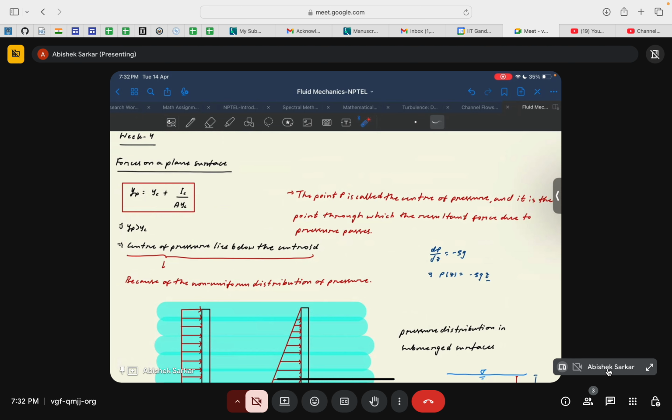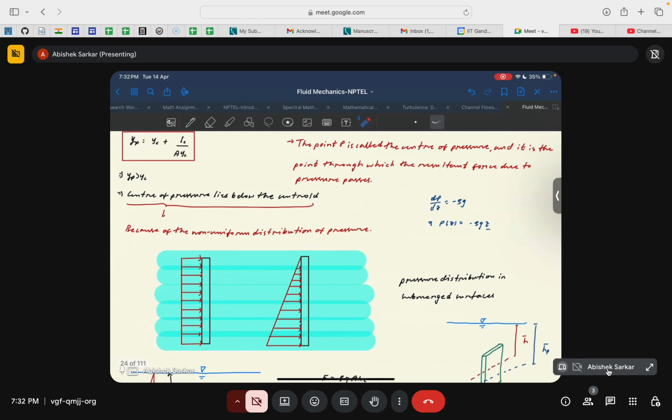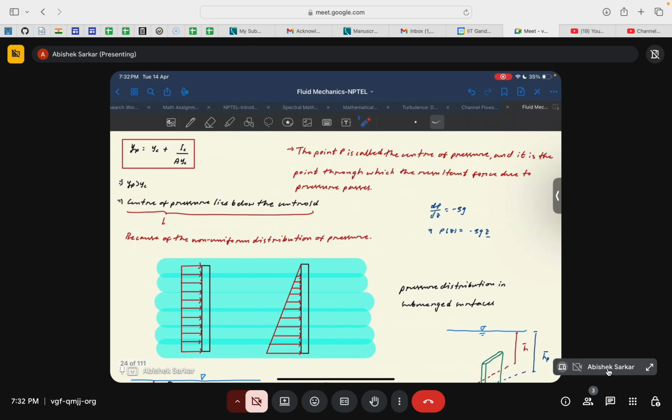So in week 4 we discussed forces on plane surfaces that are submerged in a fluid. We found that in the case of submerged bodies, the pressure forces act through the center of pressure, which is usually at a greater depth compared to the center of gravity of the object, primarily because the pressure distribution increases as we go deeper in the fluid. So the center of pressure, at which the pressure forces act, is usually lower than the center of gravity of the object.